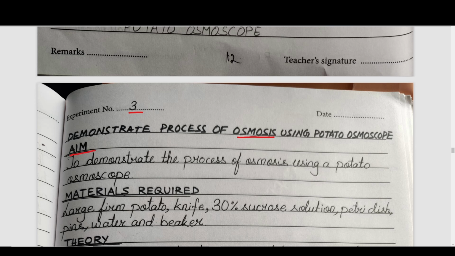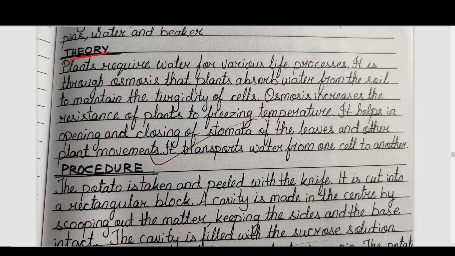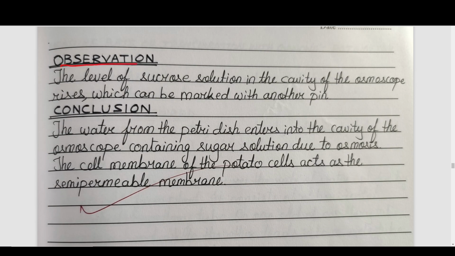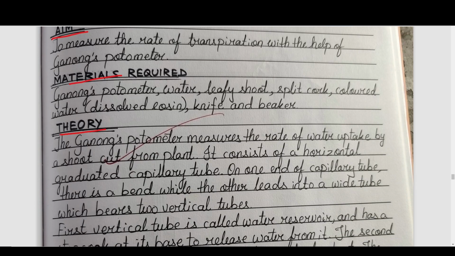Mention the aim of the experiment, then materials required, then theory, procedure in passive voice, then observation, and finally conclusion. Experiment number 4, measurement of transpiration with Ganong's potometer. Aim, then materials required, theory.